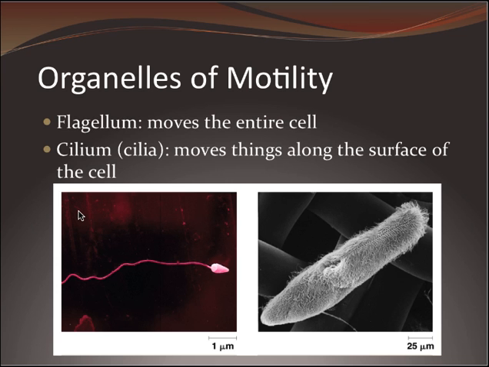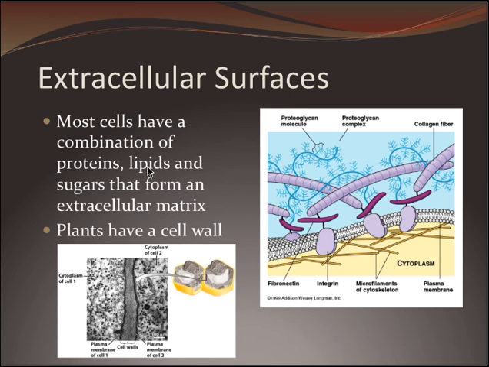Cells also have organelles of motility, and they come in two varieties, flagellum and cilium, depending on their function. Some extracellular surfaces to be concerned of: most cells in the external core have a combination of proteins, lipids, and sugars, forming what's known as the extracellular matrix. Plants as well have an additional structure known as a cell wall that prohibits them from going through a process of lysis when too much water has been taken in by the cell.